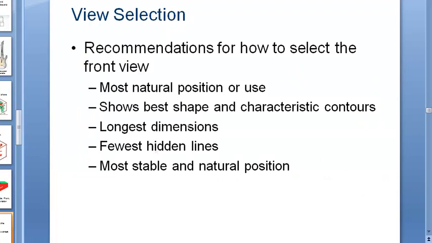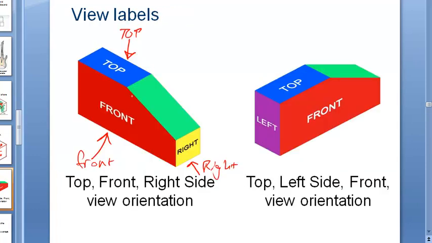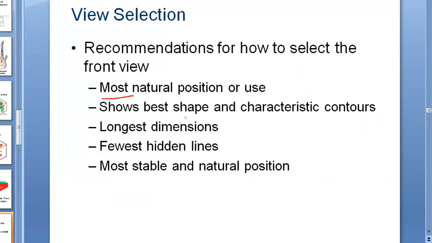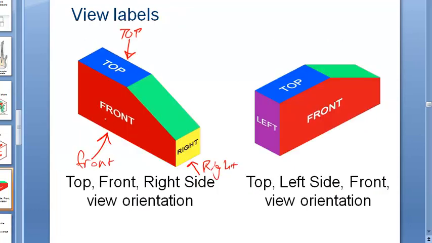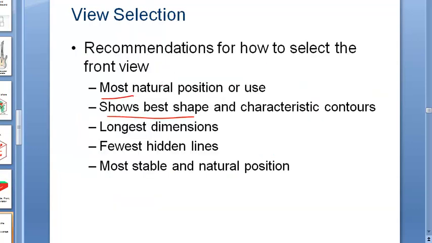Okay, so how do we choose which view we're going to show? First of all, we want the most natural position. Looking back at this guy, it probably would look best for us in this position here. This block will actually work both ways, but you see we have features here, and so it makes sense to show the best shape and characters on here. So we're gonna still use this one. They're both okay to use, it's just that this one right here is a better view.